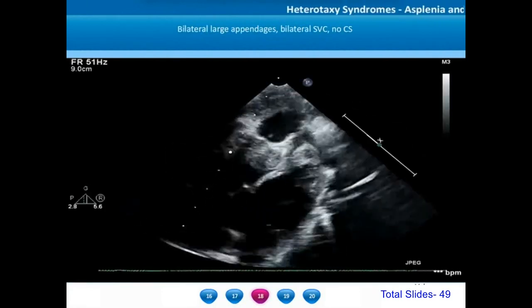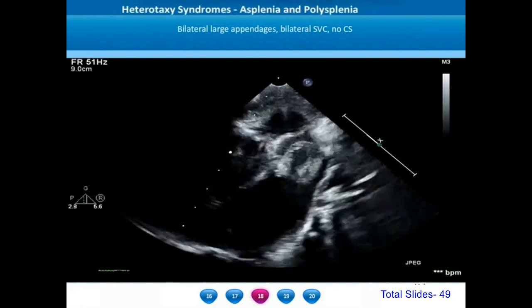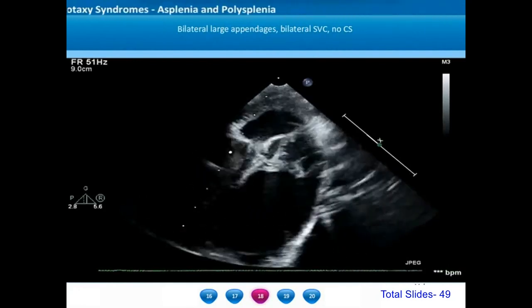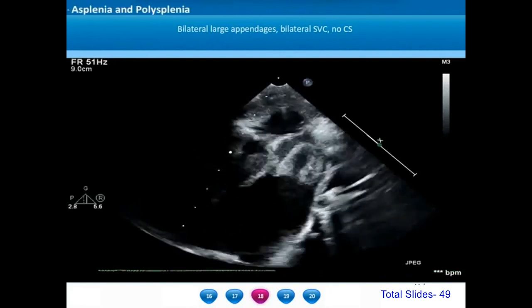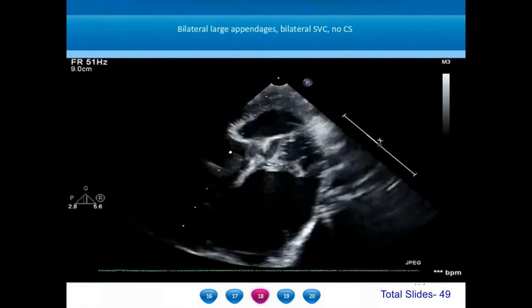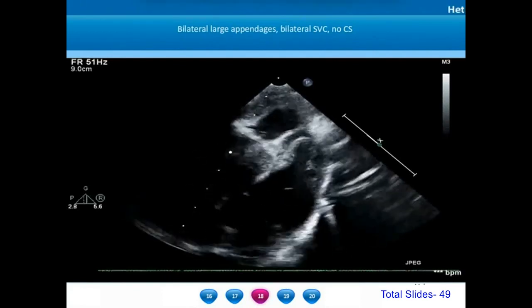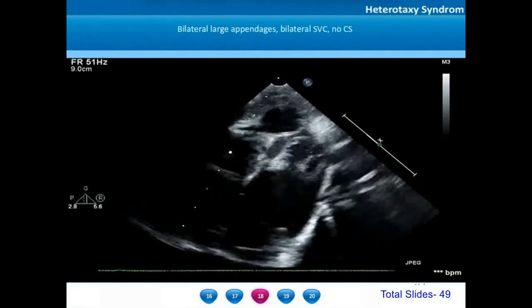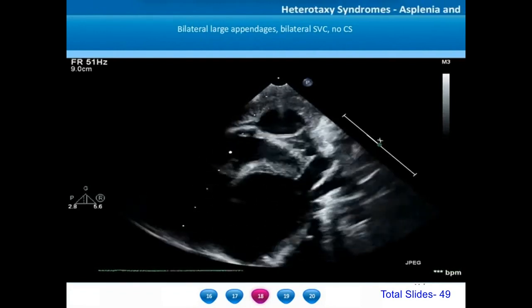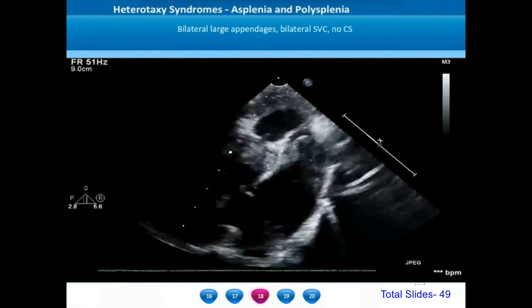Right isomerism is associated with bilateral large right-sided atrial appendages which are triangular. We can notice the left-sided atrium also having a large triangular atrial appendage. The mouth of the left-sided atrial appendage is very close to the left superior vena cava, and the left superior vena cava is draining without any coronary sinus directly into the roof of the left-sided atrium.